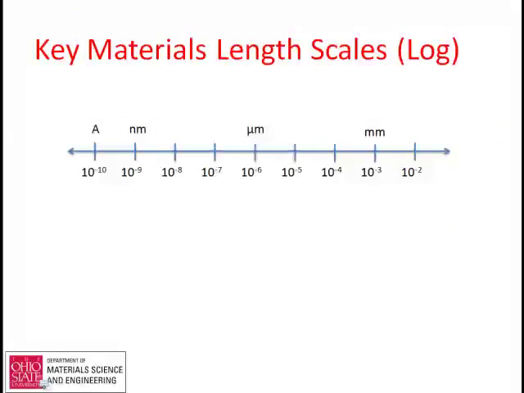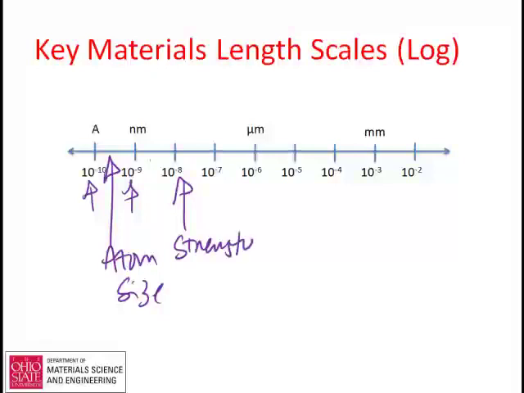So again, key length scales: an angstrom is down here, a nanometer is 10 times bigger, atoms sit in about here, and then the little compounds that we make on purpose are usually somewhere in here. The size of the crystals we have in structural materials is usually a few microns.